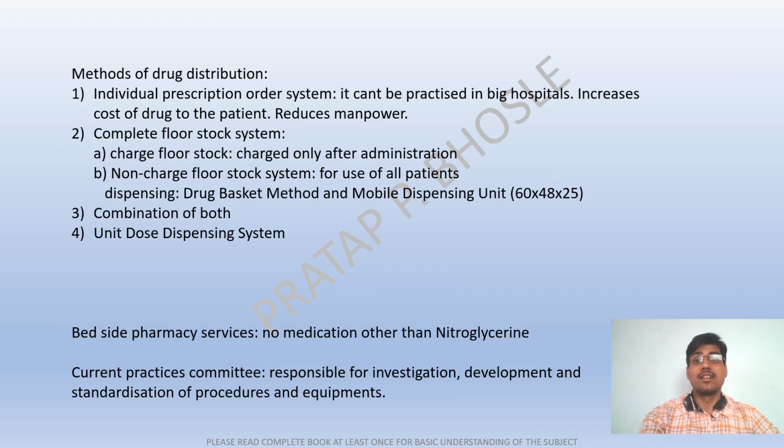Four, the individual prescription order system. Can it be practiced in big hospitals? How? Because there are hundreds of patients, 250 or 500 patients, so how can an individual prescription order be placed for each one of them? It will be very difficult to manage. And even if we are able to manage it, what will happen is it will increase the cost of the drug to the patient. Not everyone can afford that. That's why this cannot be practiced in big hospitals.